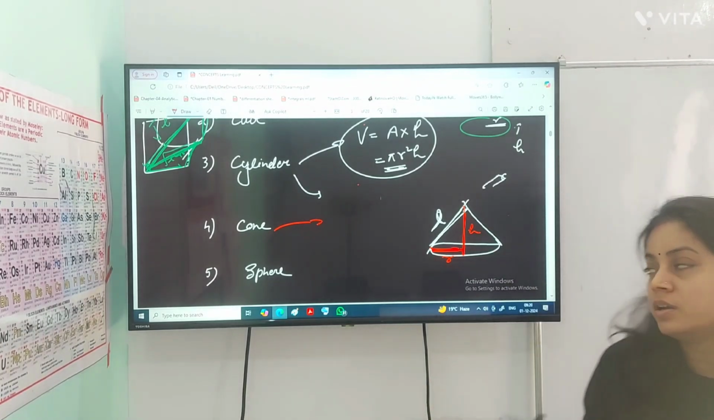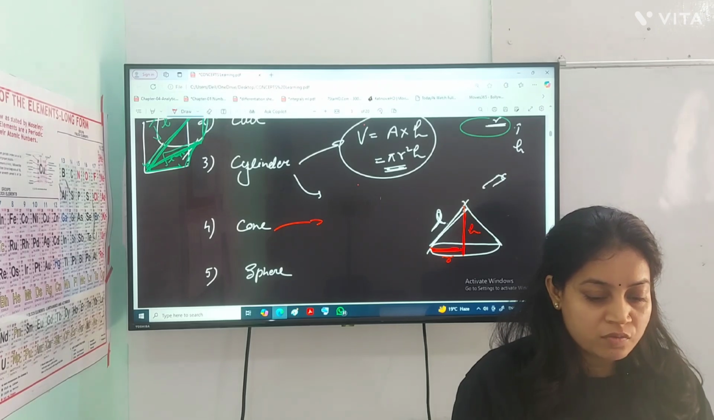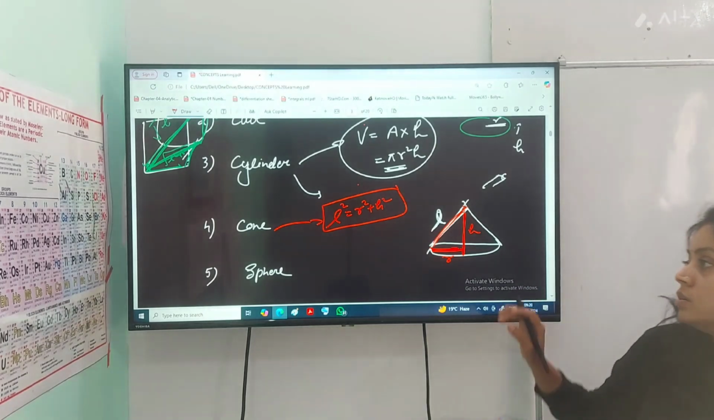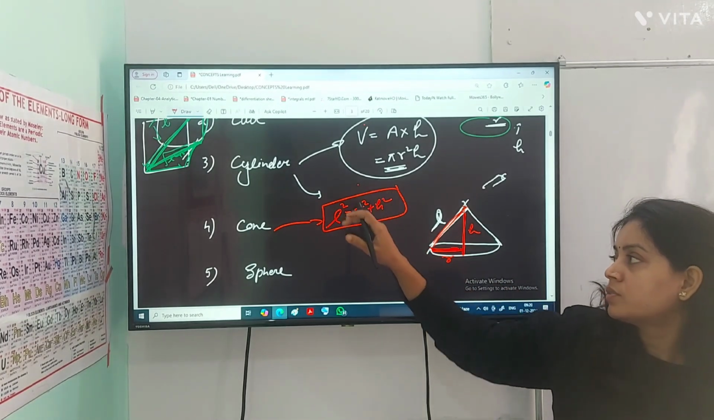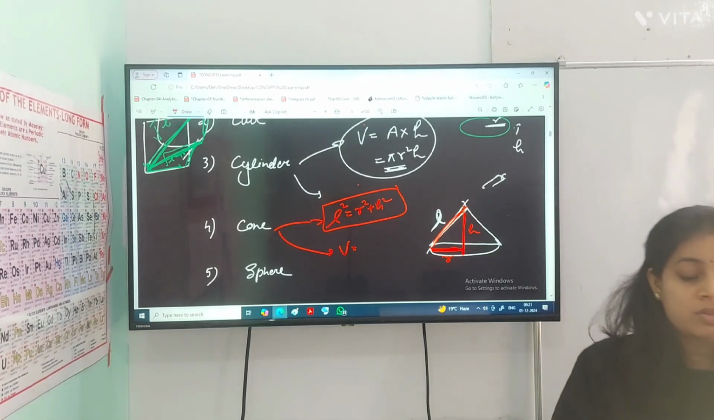So again, because I'm taking just a vertical cone and a vertical cylinder, right circular cylinder, again we can use the Pythagoras. By using the Pythagoras, we can find the slant height of the cone. So L square is equal to r square plus h square. This is the slant height. Take the under root, after that you will get the slant height.